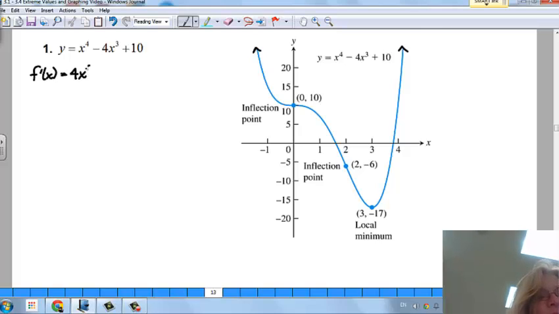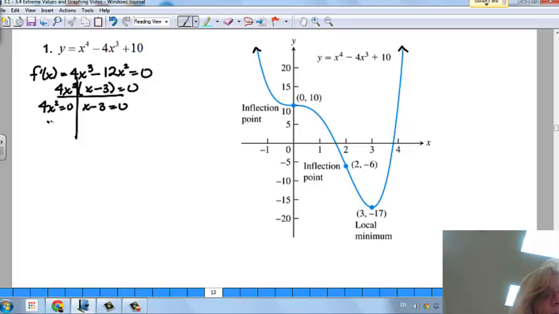So that's going to be 4x cubed minus 12x squared equals 0. Then I'm going to factor out the 4x squared. So I have x minus 3 equals 0. Make a big T, so 4x squared is going to equal 0, and x minus 3 equals 0. X is going to equal 0 here, and x is going to equal 3. You can plug these back into your original, but we can actually look at the graph. I have the point 0, 10 here, and I have the point 3, negative 17.